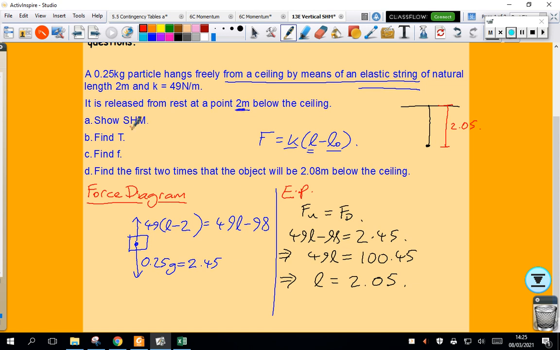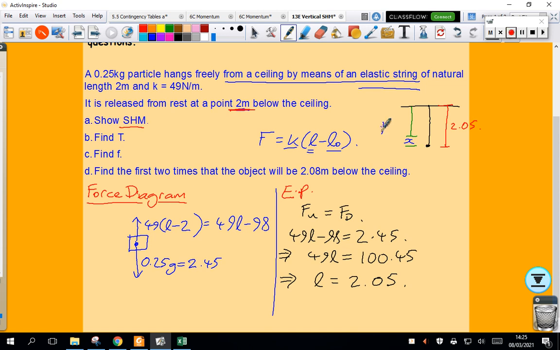I want to show simple harmonic motion. Again, I emphasize I'm ignoring the number 2 until after I show simple harmonic motion. I will say that if it's released from rest 2 meters below the ceiling, that's kind of above the equilibrium position. And instead of thinking of it as being 2, I'm going to think about that as just being raised some distance x above the equilibrium position.